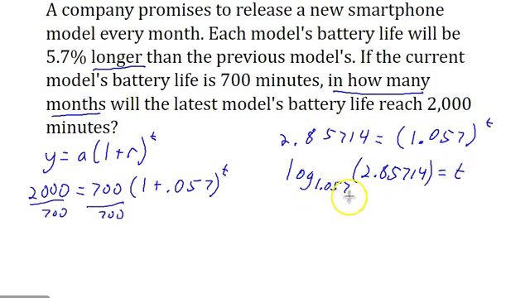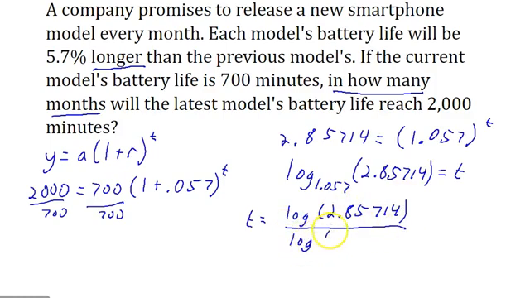Most scientific calculators don't have a button for a base of 1.057, so I'm going to use the change of base formula to solve for t. I'm going to use log base 10, so it'll be log base 10 of 2.85714 over log base 10 of 1.057. And when it's base 10, we don't write the 10. And now it's time to go to our scientific calculator and calculate that division problem.